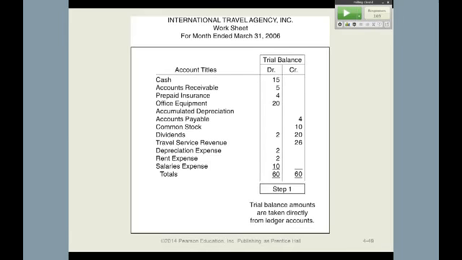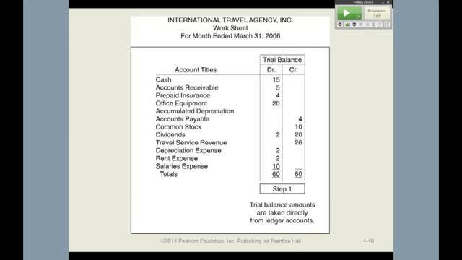Those are the balances. So you have cash of 15, receivables 5, prepaid insurance of 4, the office equipment of 20, and of course there's no accumulated depreciation there yet because you haven't depreciated it. Accounts payable 4, common stock is 10. You've got dividends of, I guess that should be 2. I'll get to that in a second. And then we've got travel revenues of 26. You've got depreciation expense of 2. You've got rent of 2 and salaries. And it should equal 60 on the debit side and 60 on the credit side.